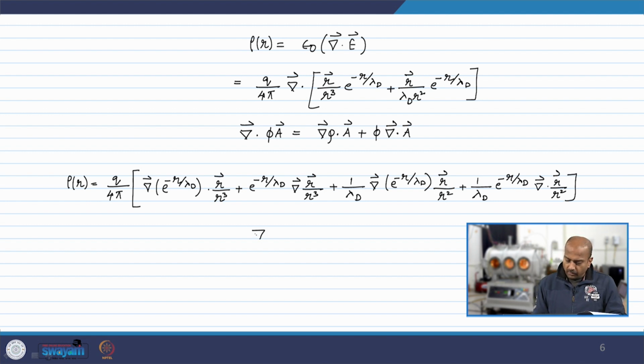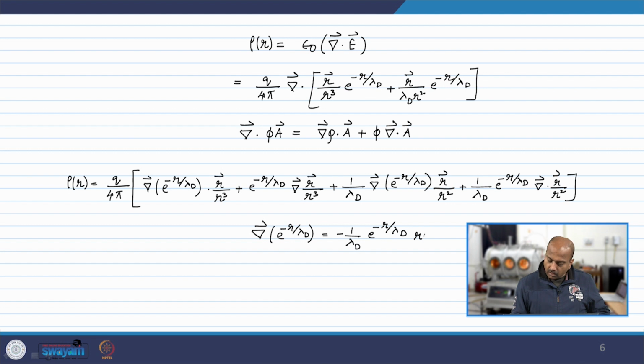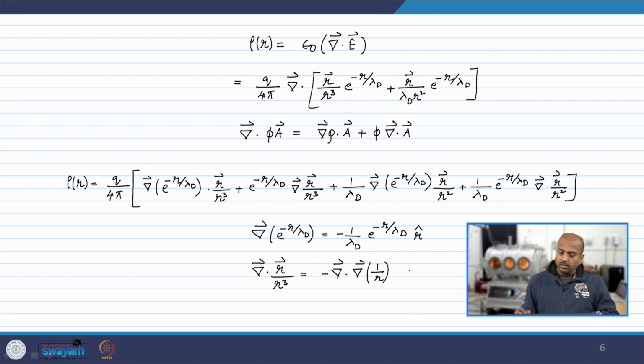Right. Now, using the fact that del of e to the power of minus r by lambda d is nothing but minus 1 by lambda d e to the power of minus r by lambda d, and the direction would be along r cap, and del dot r by r cube can be rewritten as minus del dot del of 1 by r. Del of 1 by r is minus 1 by r cube. We are multiplying with r. So, the vector will stay outside, which will be equal to the same thing, right. So, which can be written as del square of 1 by r. We know that del square of 1 by r is minus 4 pi times the Dirac delta function.